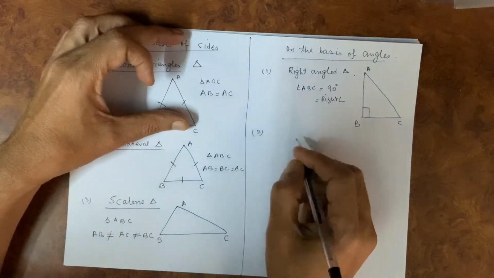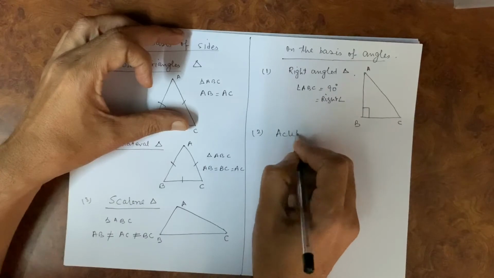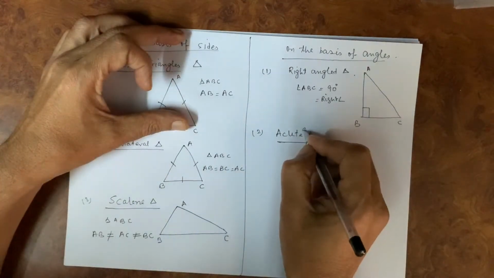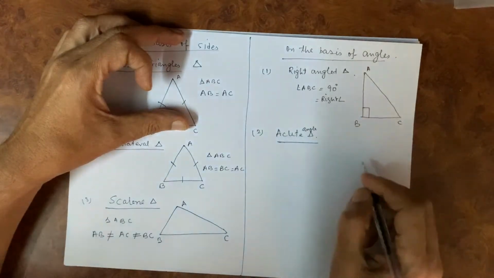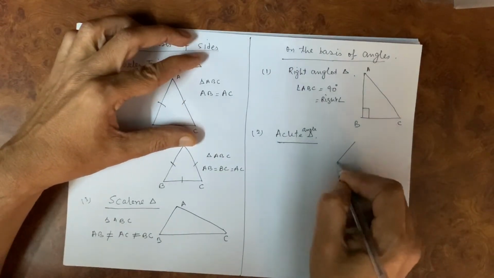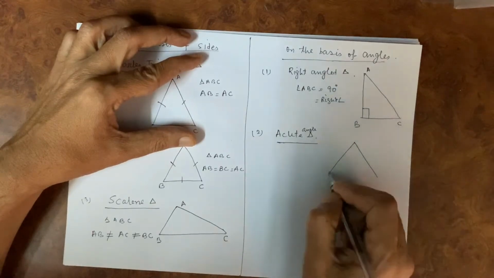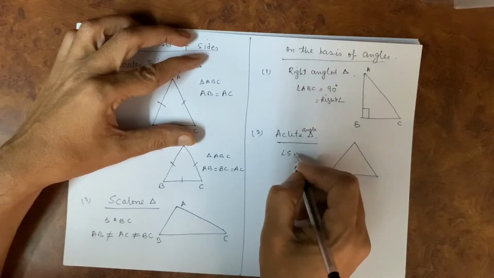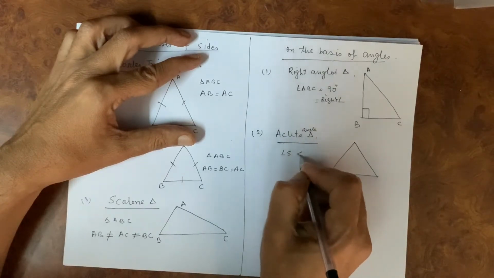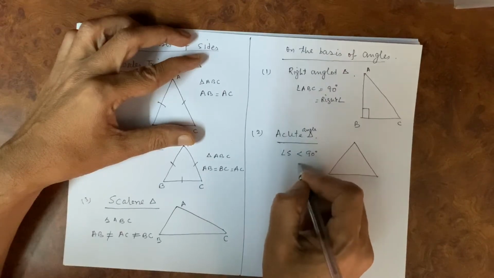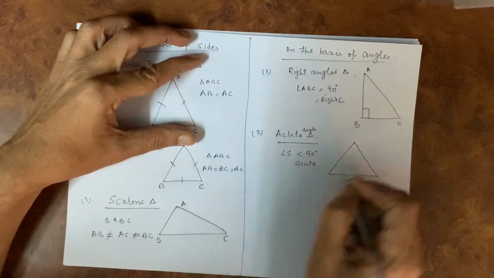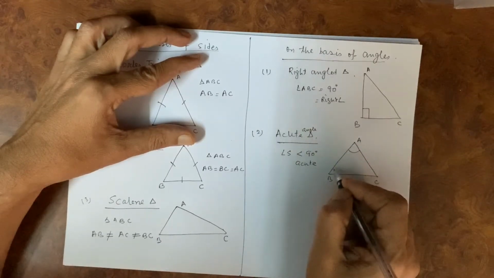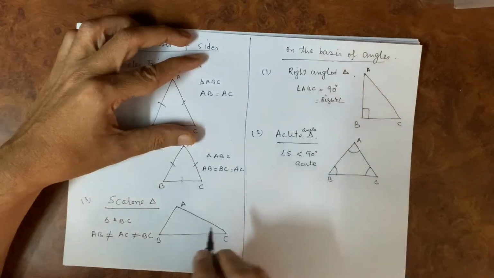Second type of triangle is acute angle triangle, in which all the three angles are acute, means all the three angles are less than 90 degree. In this triangle ABC, angle A is less than 90 degree, angle B is less than 90 degree, angle C is less than 90 degree.